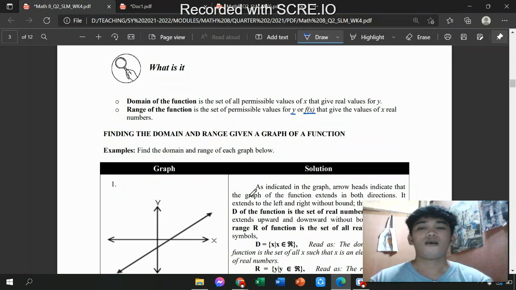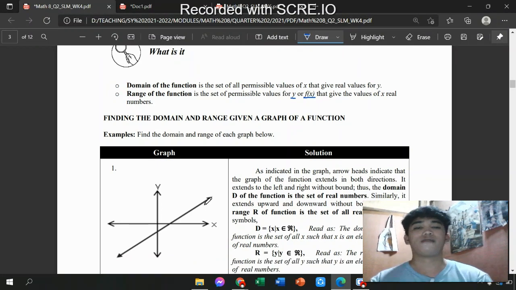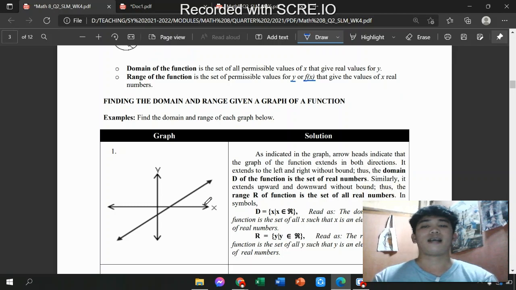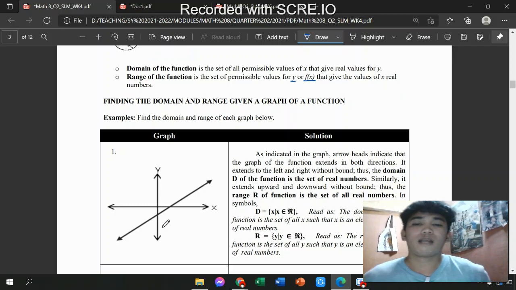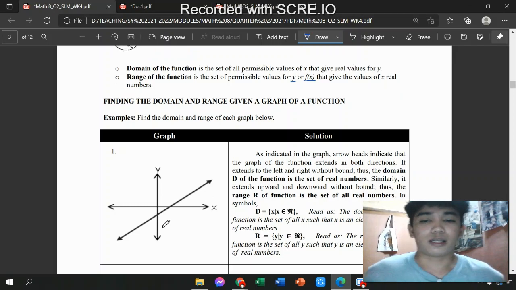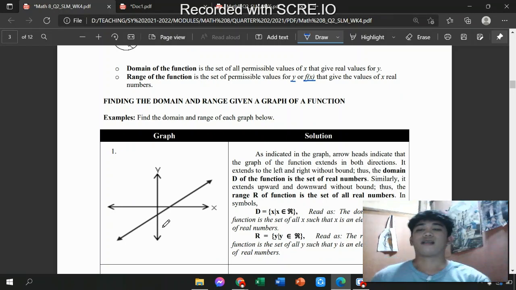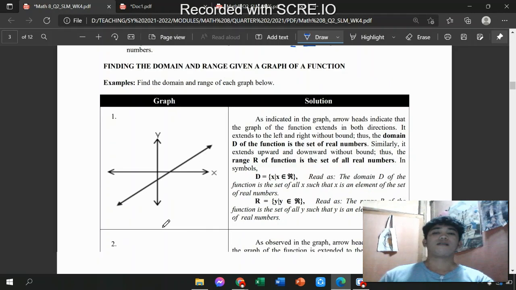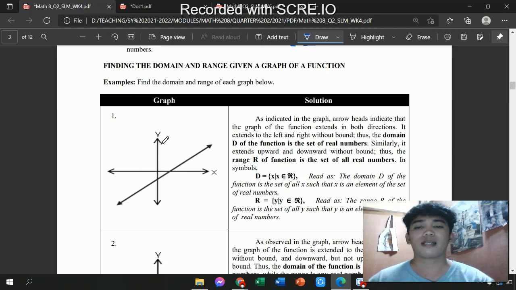So let's go to finding the domain and range of a given graph of a function. If we will be given a graph like this one, how can we identify its domain and range? Let's take a look at the graph. We have here our x and y coordinates, then there is a line slanting to the side. This is our graph. It has no values shown. How can we identify the domain and range? Let's check out the solution.